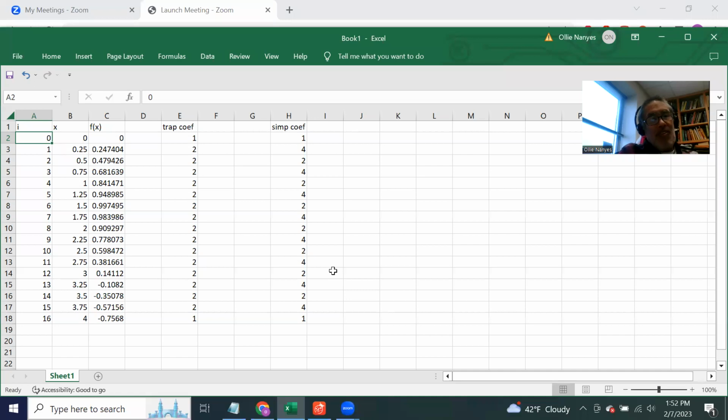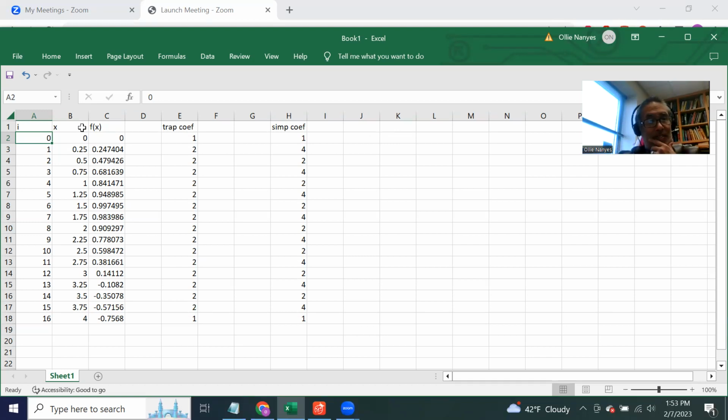Now, the first column, if you just have a small table of data where you only have a few points and a few function values, you don't really need this first column here. But in case you have a few hundred, it may be tedious to come up with these coefficients here. But let's go ahead and get to work.